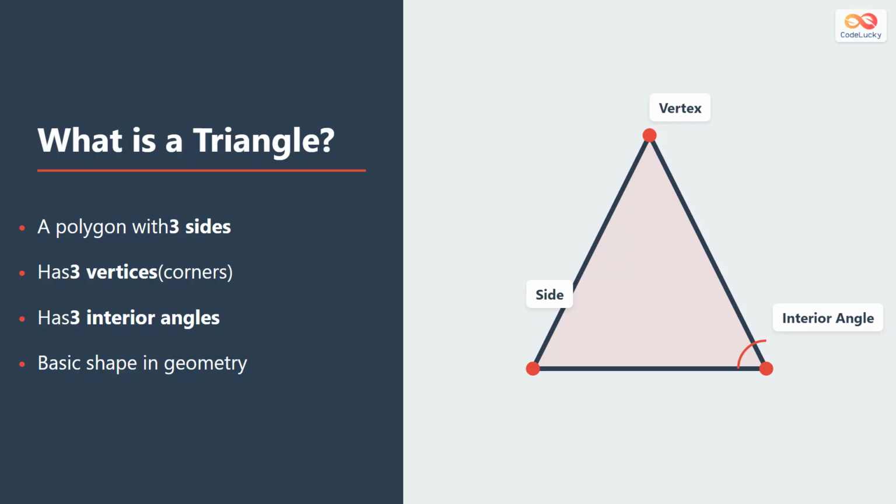First, let's quickly review what a triangle is. A triangle is a polygon, which means it is a closed shape with straight lines. It has exactly three sides, three corners called vertices, and three interior angles.